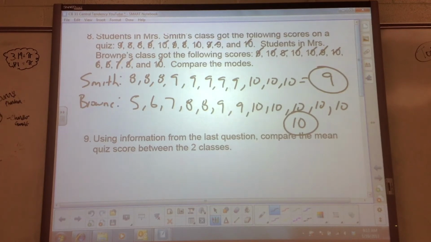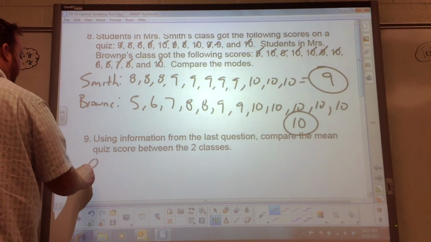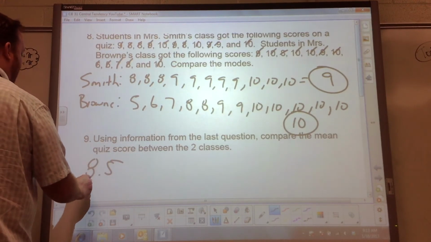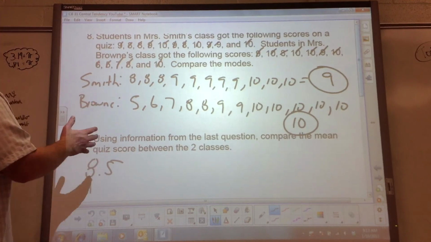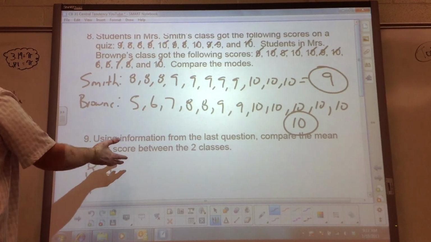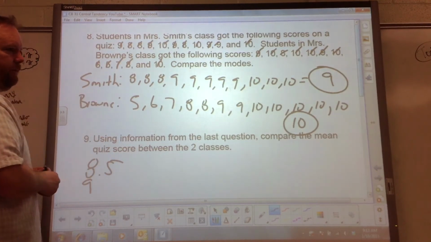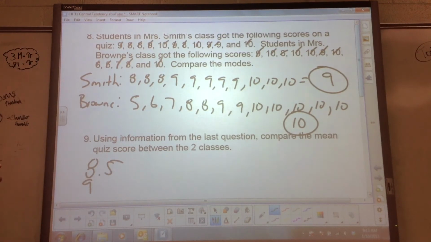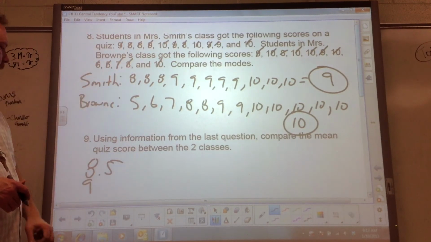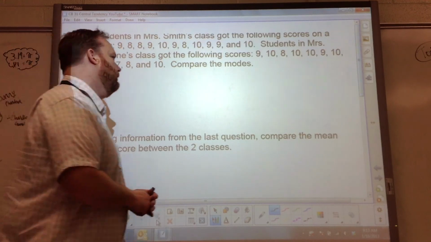Using the information from the last question, compare the mean quiz scores between the 2 classes. All you would do there is find the mean for both classes, and you might get something like 8.5 for Miss Smith. I don't know what the answer is. And 9 for Brown. Basically, all you would say there is Miss Brown's mean score was 0.5 points higher than Smith's. Okay, for the sake of time, I'm not going to do that one now. But you guys should be able to find the mean, median, and mode of all scores.